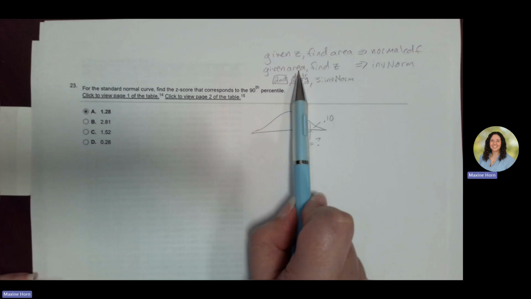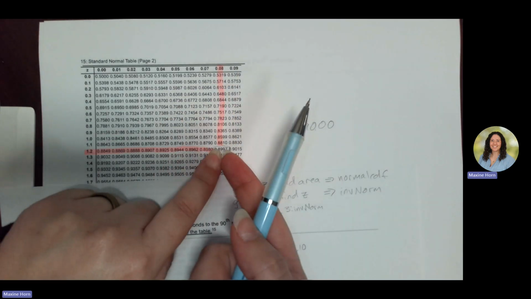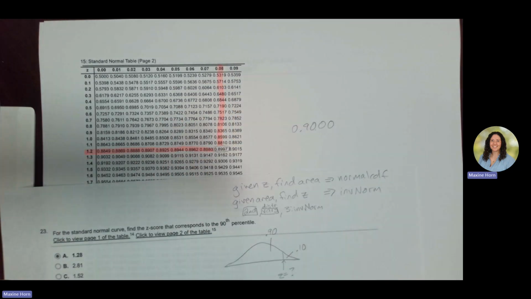That's how we get 1.28 if we're doing it by hand. Okay? Right, so if you're given the area, you can find the z-score by doing inverse norm, or you can look it up in the body of the table. The area is in the body, and then you find your corresponding z-score on the outside.